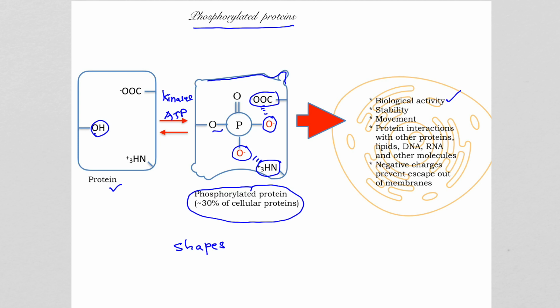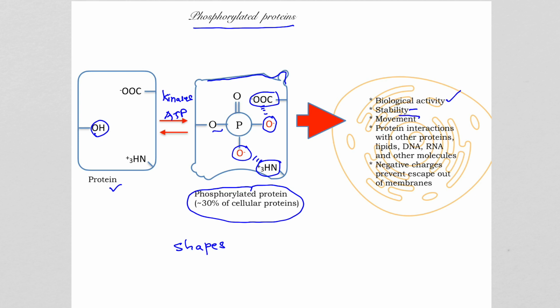The protein may become a better enzyme, if it's an enzyme. If it's a transfer protein, it may become a better transfer protein, or it might become a worse enzyme or worse transfer protein. So the shape change can either increase the activity or decrease the activity. Protein stability, other properties can change. So stability of a protein might change when it's phosphorylated. It might become more stable or less stable.